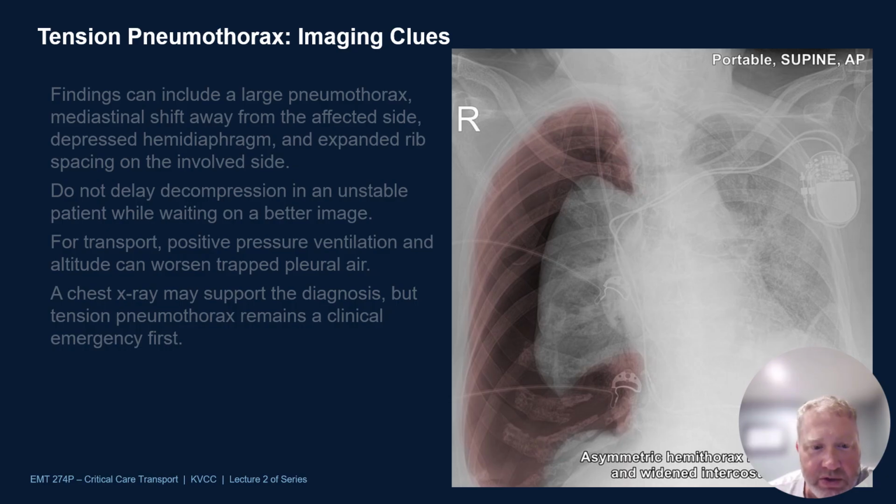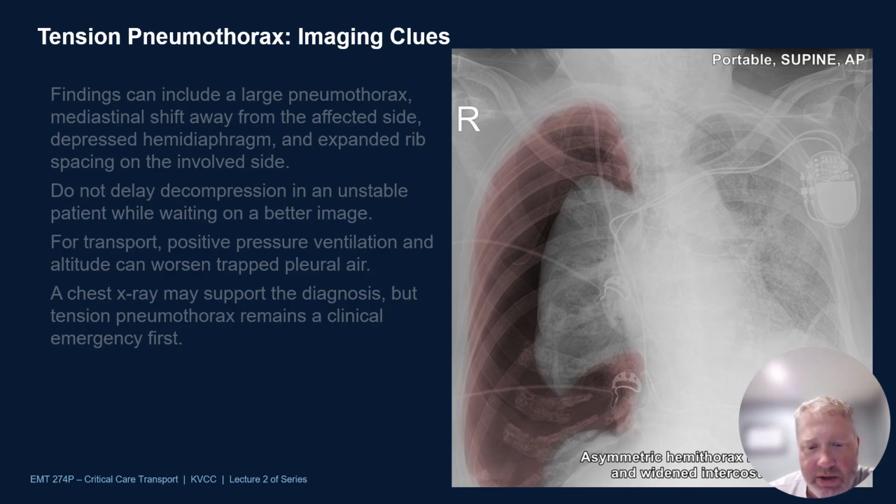So findings for a tension pneumo can include a large pneumo, though it doesn't have to be. The mediastinum or the trachea will shift away from the affected side. The hemidiaphragm, which is really hard to see on this one, is usually depressed or flat, and the rib spacing on the involved side, so this is the involved side, the pneumo side, look how spread apart these are. That's very indicative. This is a really bad tension pneumo. Don't delay decompressing in an unstable patient. Don't wait for a better image.